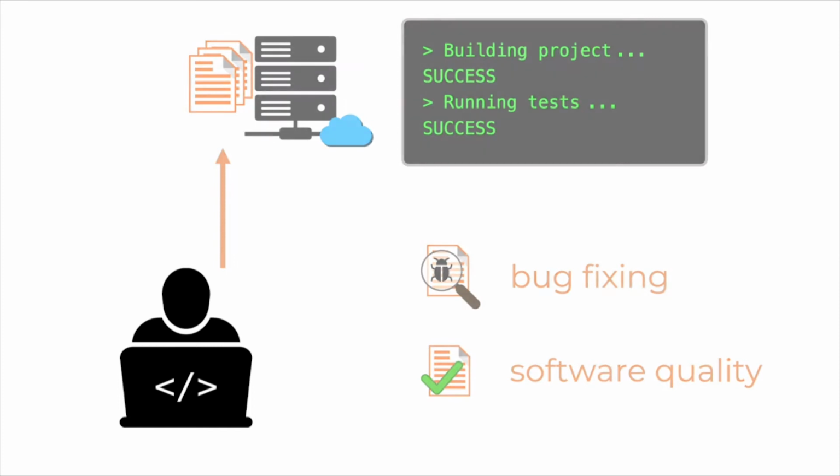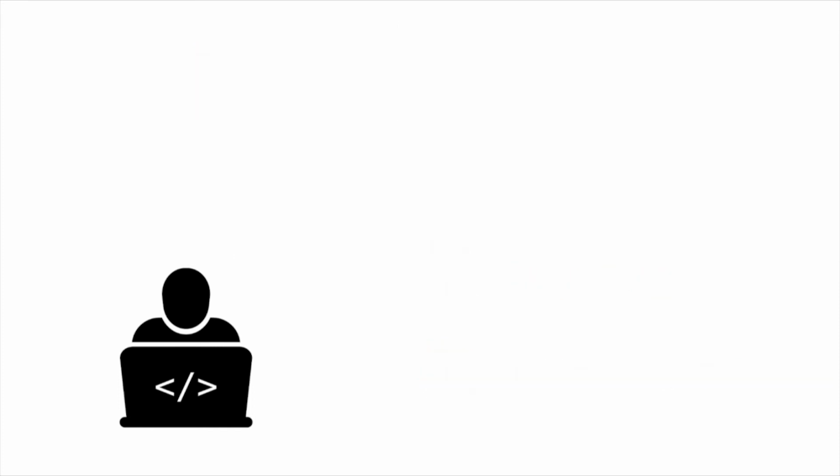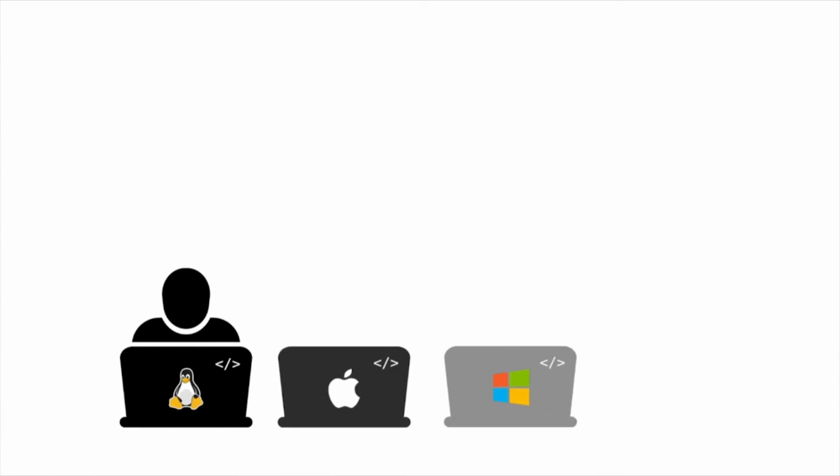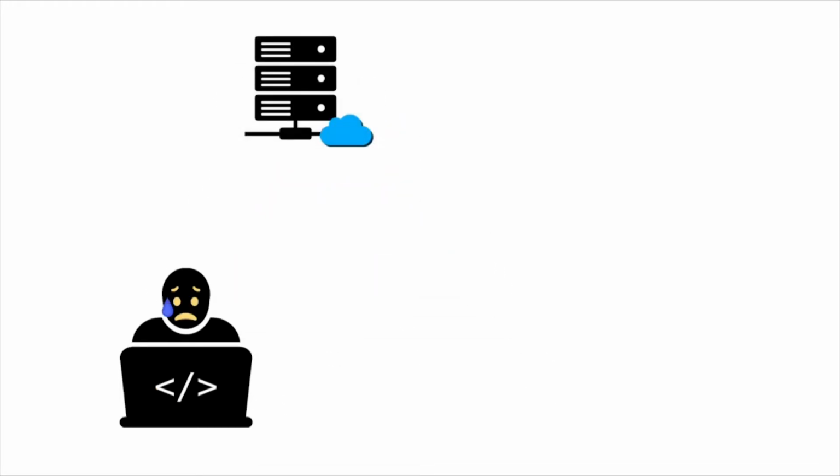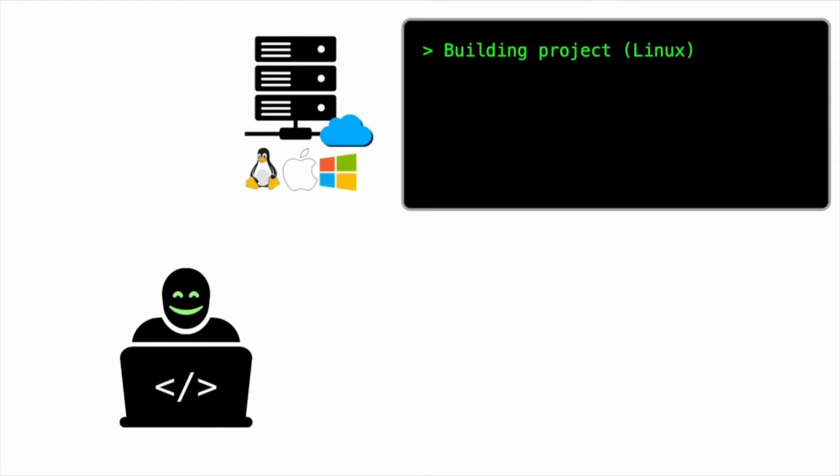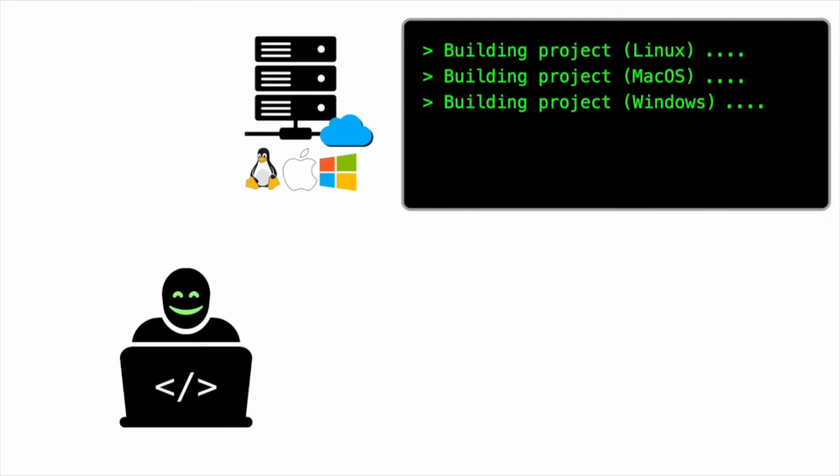A concrete example in which continuous integration comes handy is that of a developer that has to test that his software works for different architectures. Continuous integration allows the tests to be run in parallel and automatically, thus reducing the developer's effort.